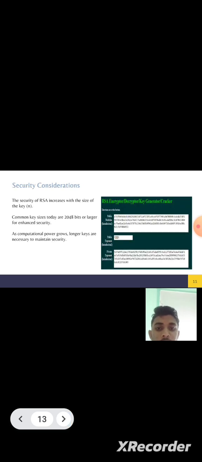Security considerations. The security of RSA increases with the size of the key n. Common key sizes today are 2048 bits or larger. As computing power grows, longer keys are necessary to maintain security.